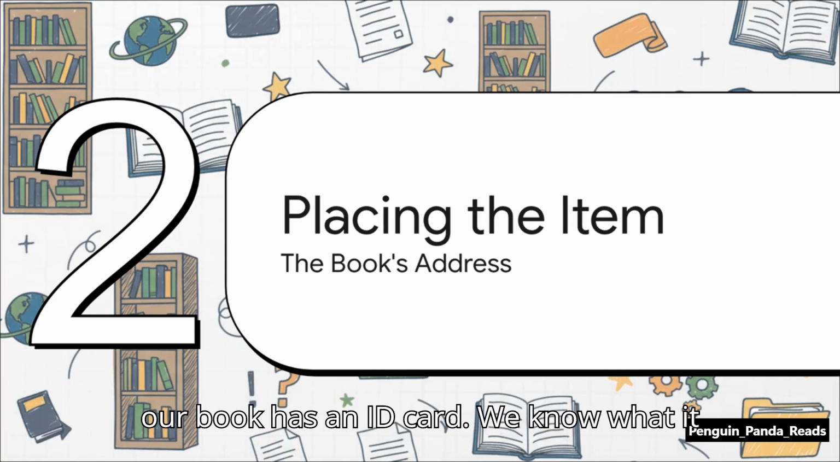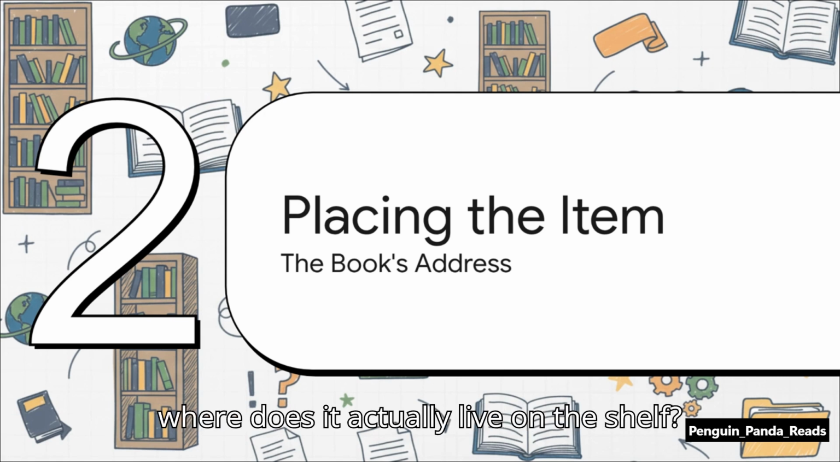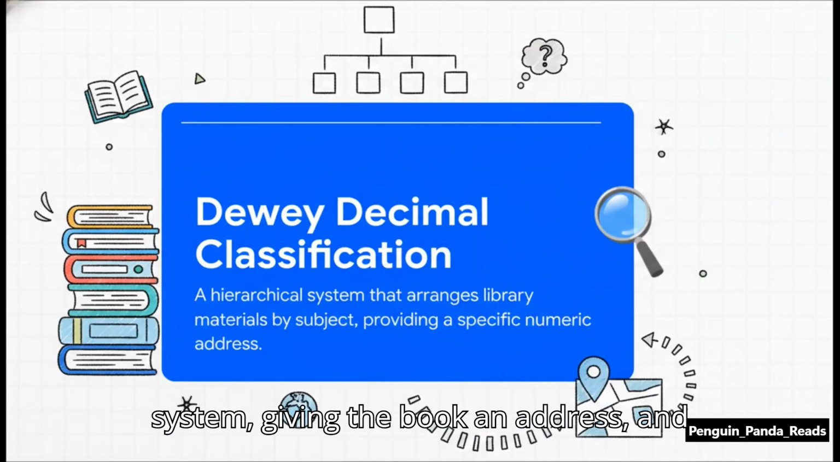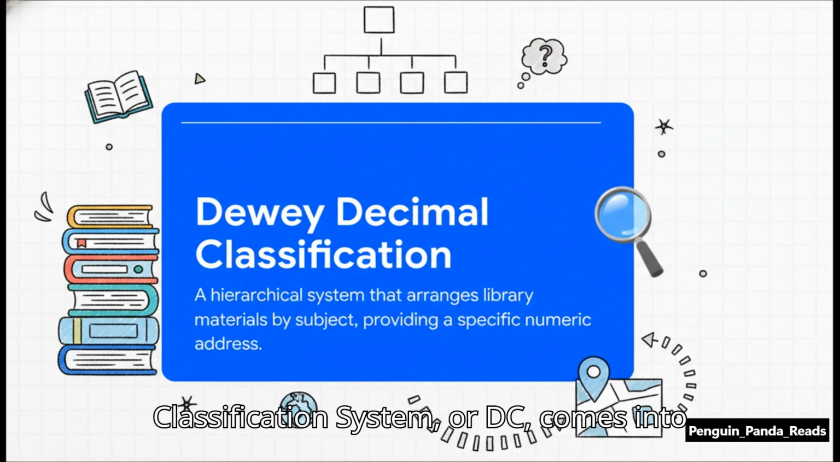Okay, so now our book has an ID card. We know what it is. But now for the next big question. Where does it actually live on the shelf? This brings us to the second part of the system, giving the book an address. And this is where the legendary Dewey Decimal Classification System, or DDC, comes into play.